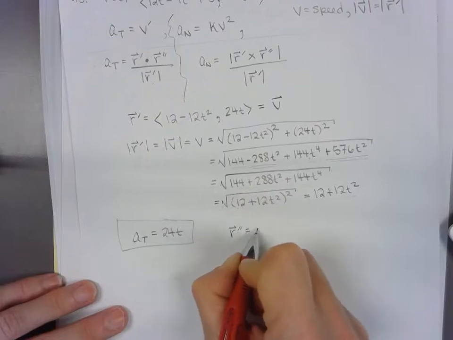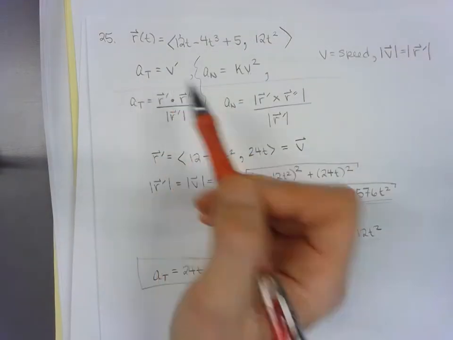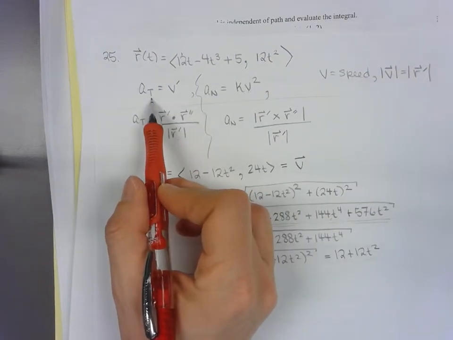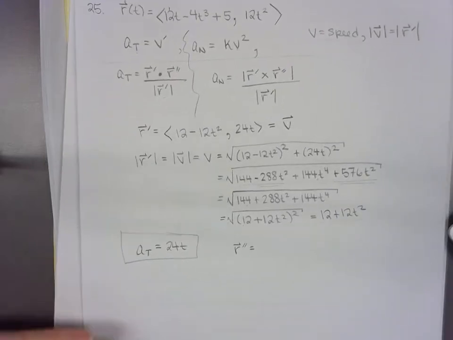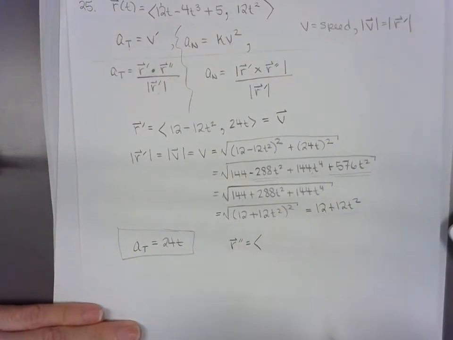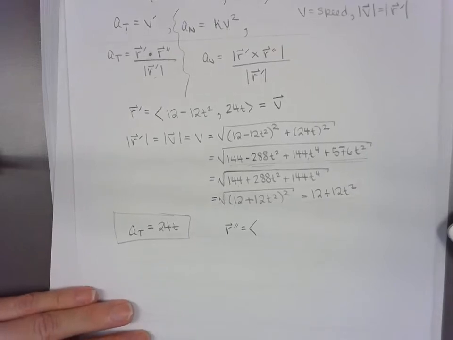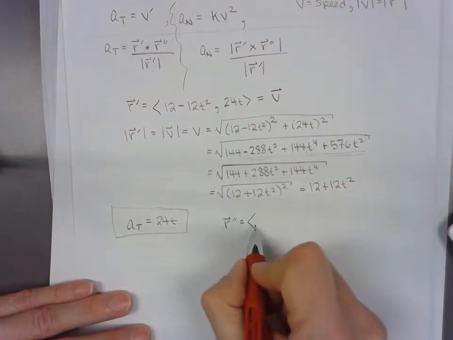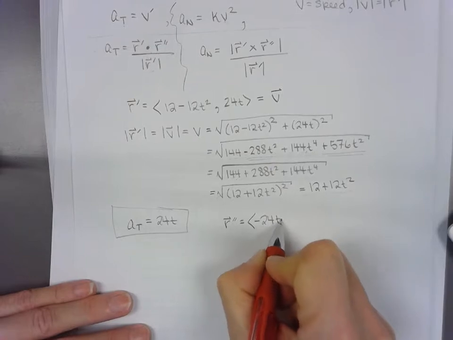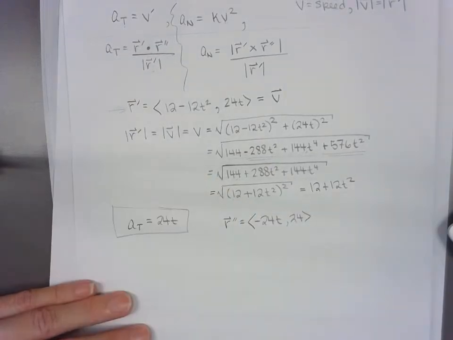So which one are you using? The left one? Well, it's tangential. Right. So if we found r double prime, what would we get? Negative 24t, comma, 24, right? Because here's r prime, and I'm just taking the derivative of that.